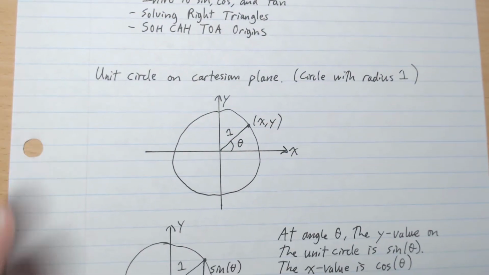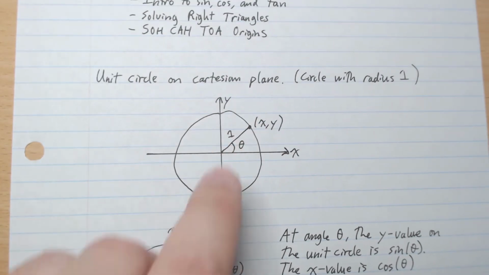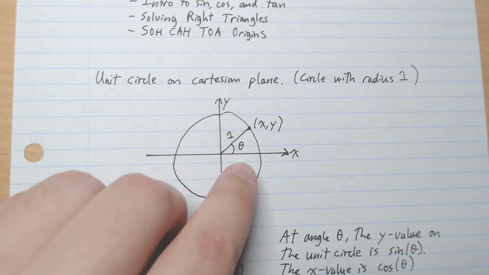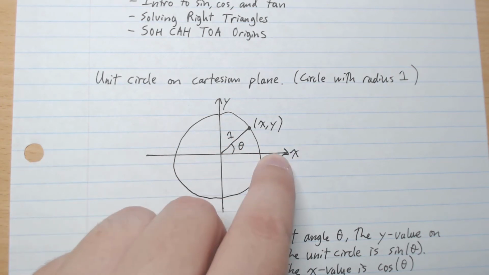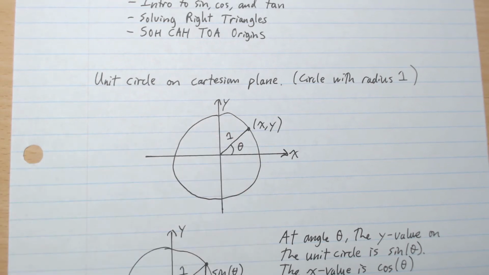So, a unit circle on a Cartesian plane. This is a circle with radius 1. And each point on the circle has an x component and a y component. The angle theta is from the positive x-axis counterclockwise to be a positive angle, as we saw before.